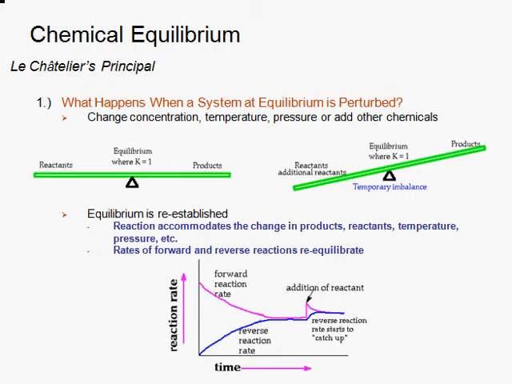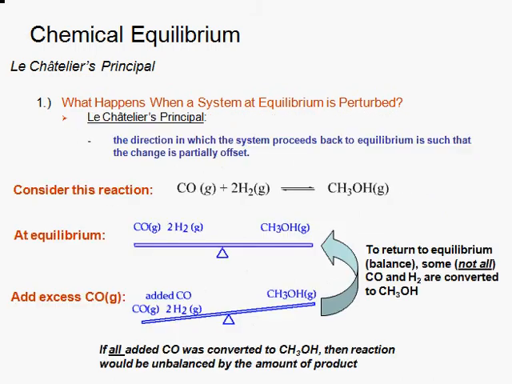You can see with the help of this graph the forward reaction rate and reverse reaction rate. Addition of reactant is here. With some amount of addition, the reverse reaction rate starts to catch up. It will try to catch up if you increase the reactant on the reactant side. Next, what happens when a system at equilibrium is perturbed? The direction in which the system proceeds back to equilibrium is such that the change is partially offset.